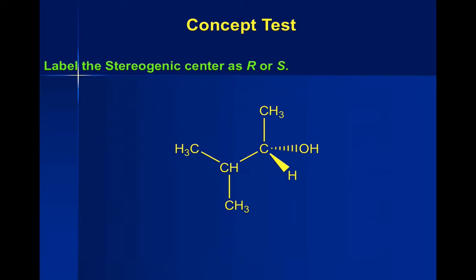What's the solid wedge telling us? It's coming out of the plane of the screen towards us, and the dashed wedge? It's going behind the plane of the board, right? And everything else is in the plane of the board, right? So all these atoms are going to be in the plane of the board as I have it drawn here. This carbon's the stereogenic carbon. I'm going to have the hydrogen coming towards me, and I'm going to have the OH going behind me. Okay? So let's see what you got.